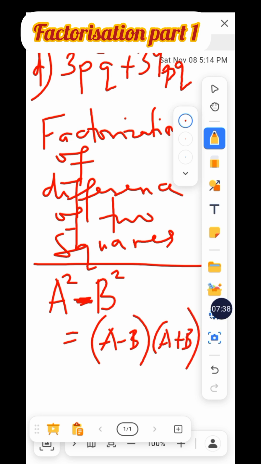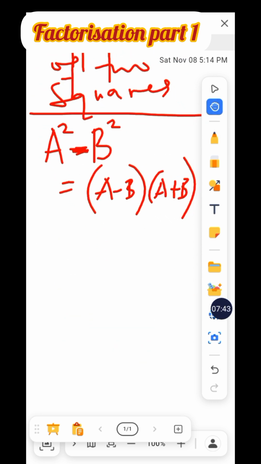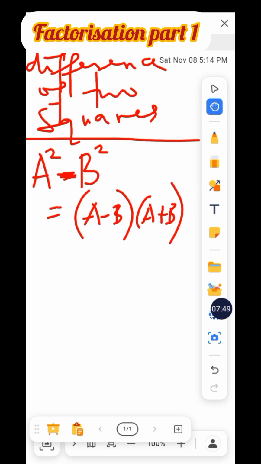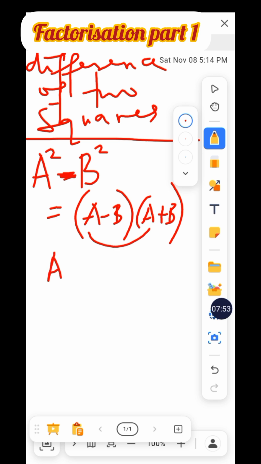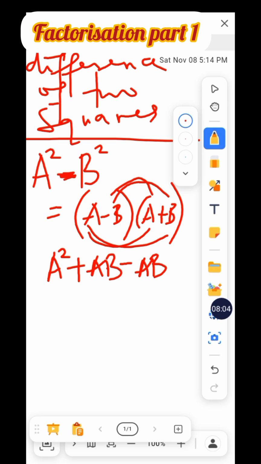Now, if you want to check whether this is right or wrong, let us expand this bracket and see whether it goes back to a squared minus b squared. So let us try to expand it. a multiplied by a will give us a squared. a multiplied by b will give us plus ab. Minus b multiplied by a will give us minus ab. Then minus b times minus b will give us minus b squared.